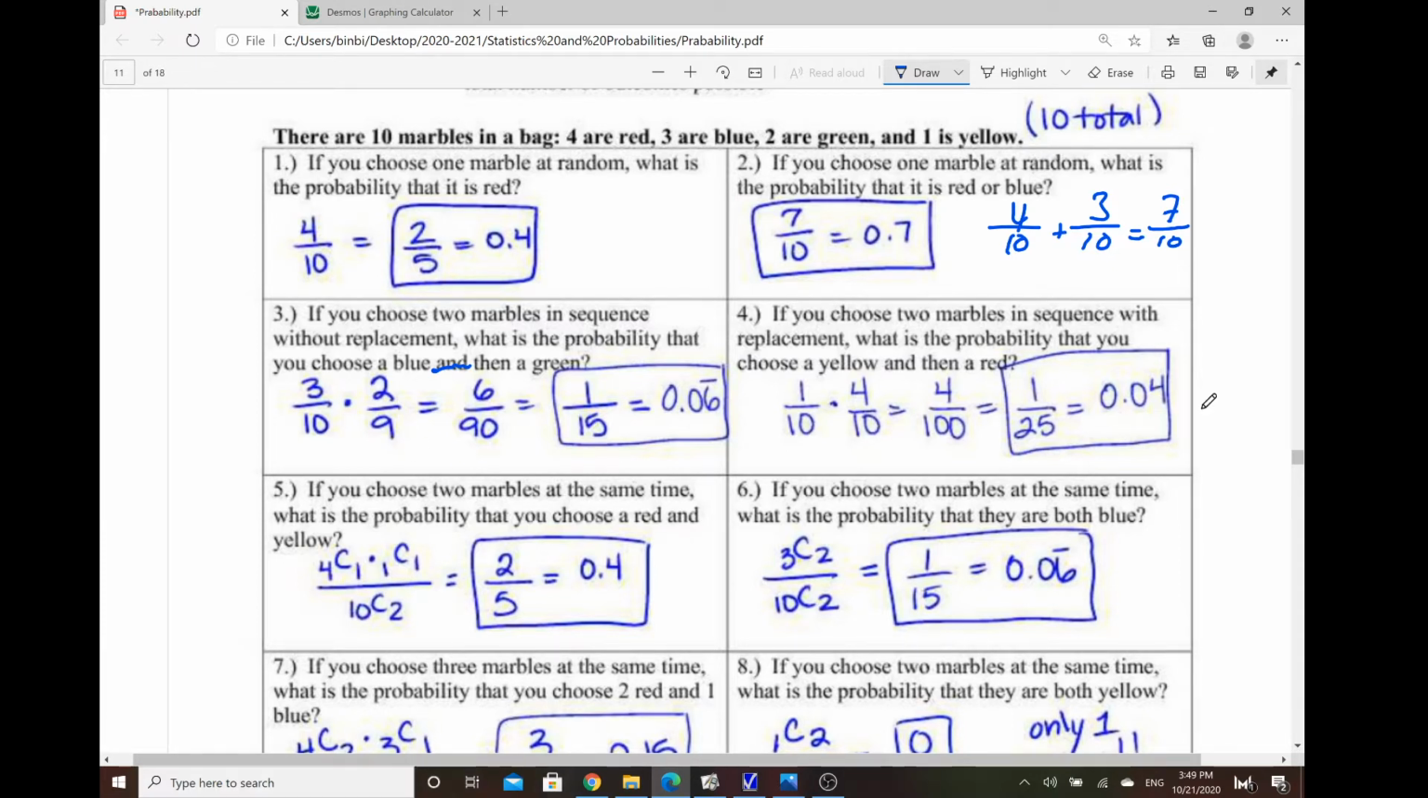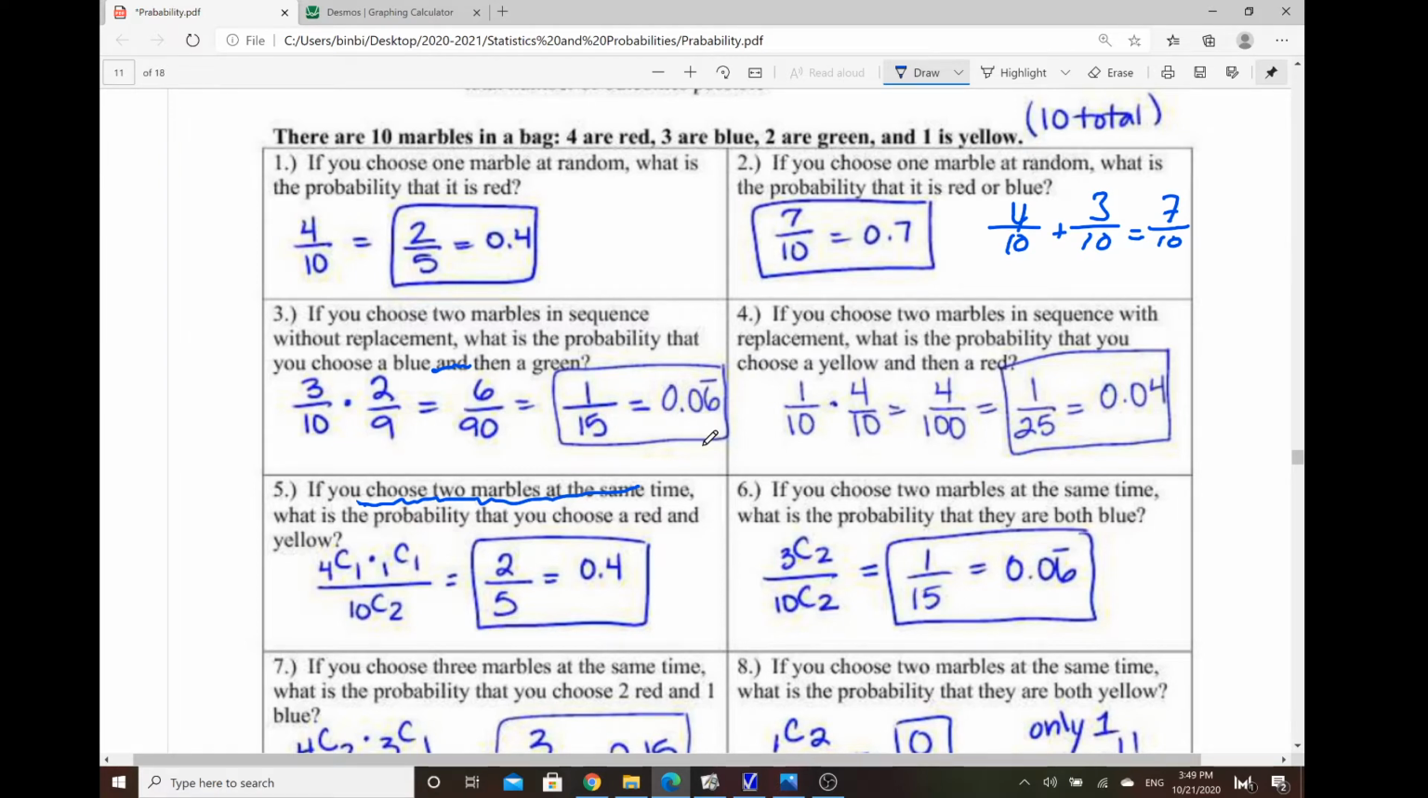And then this one is quite similar. But now let's talk about conditional probability. If you choose two marbles at the same time, okay? This one tells you you're choosing two marbles at the same time. What's the probability that you choose a red and yellow?